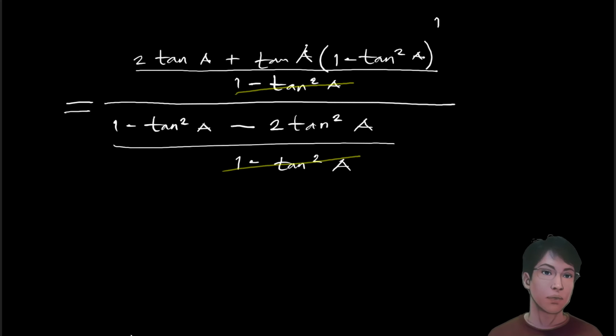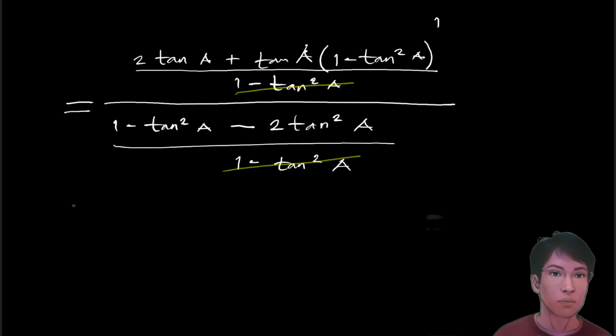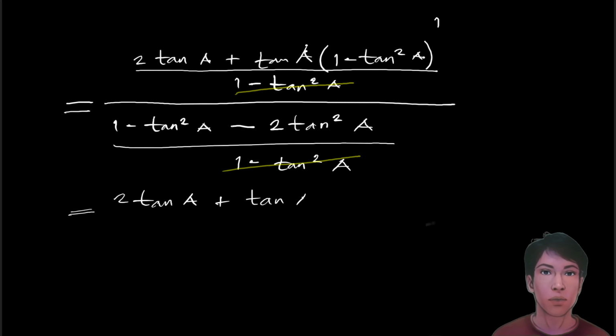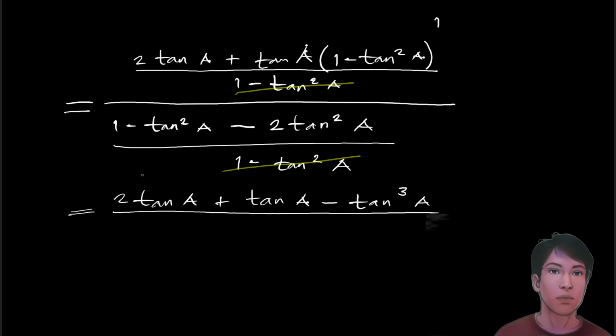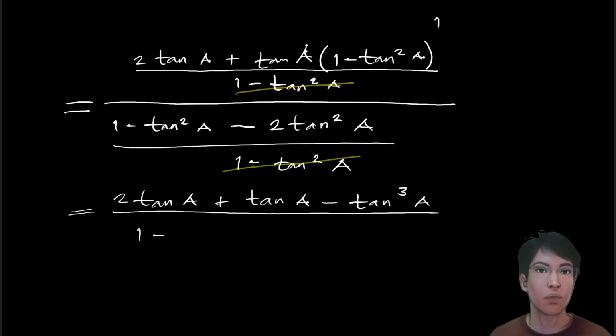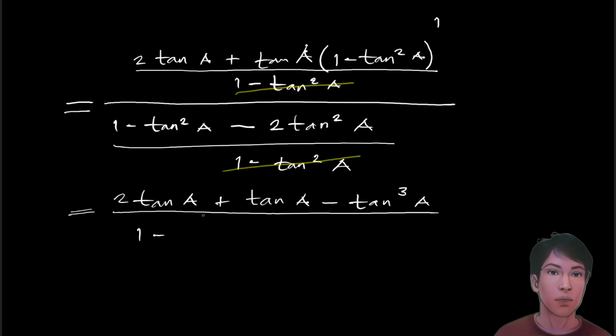Right. So let me continue. This one is now 2 tangent A plus tangent A minus tangent cube A. Then this one, so 1 minus, so I will now combine this one and then this one, 1 minus 3 tangent square A.